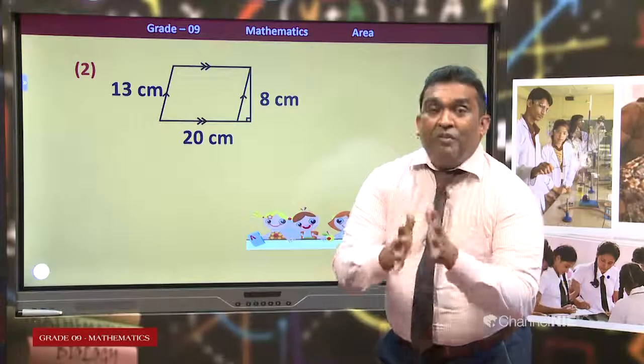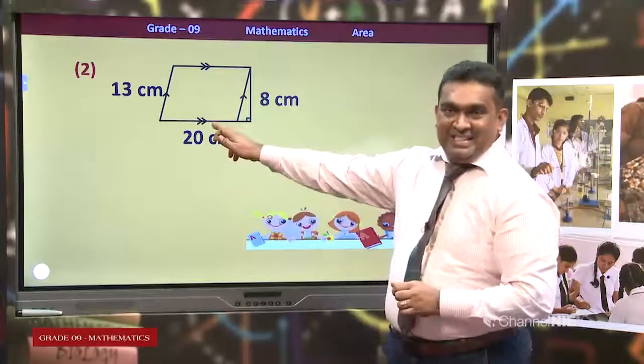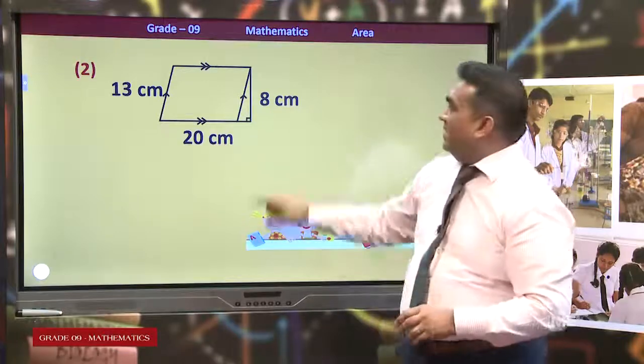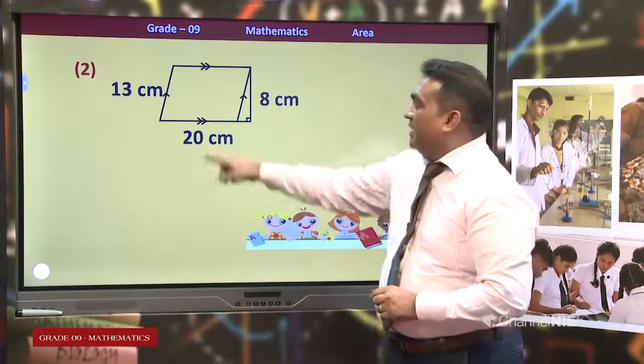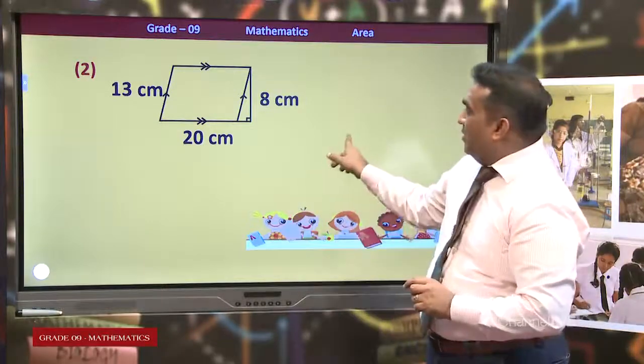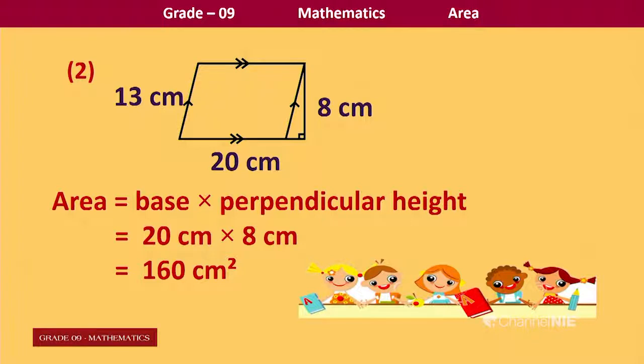It means the foot of the perpendicular line should lie on the base. Therefore, this is your base, this is your perpendicular height. This is an unnecessary value. Now, area is base multiplied by perpendicular height, 20 centimeter multiplied by 8, 160 square centimeters.